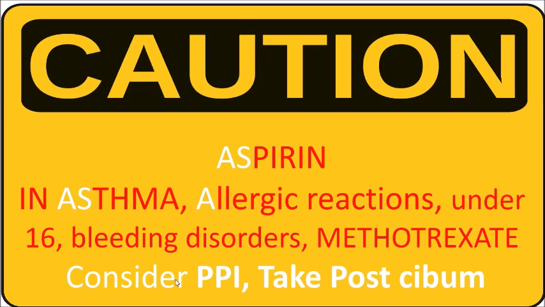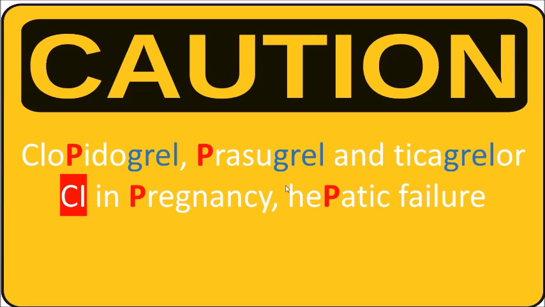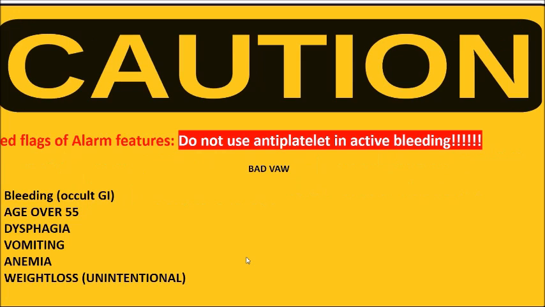You might use, as we said, proton pump inhibitors like omeprazole or lansoprazole, and also you could advise patients to take after food to reduce the risk of dyspepsia and ulceration. For clopidogrel, prasugrel, and ticagrelor, just remember P. They are contraindicated in pregnancy and hepatic failure, and obviously people who are actively bleeding, like people who have a duodenal ulcer, or people who've injured themselves, or people who are going into surgery. So those are all contraindicated.